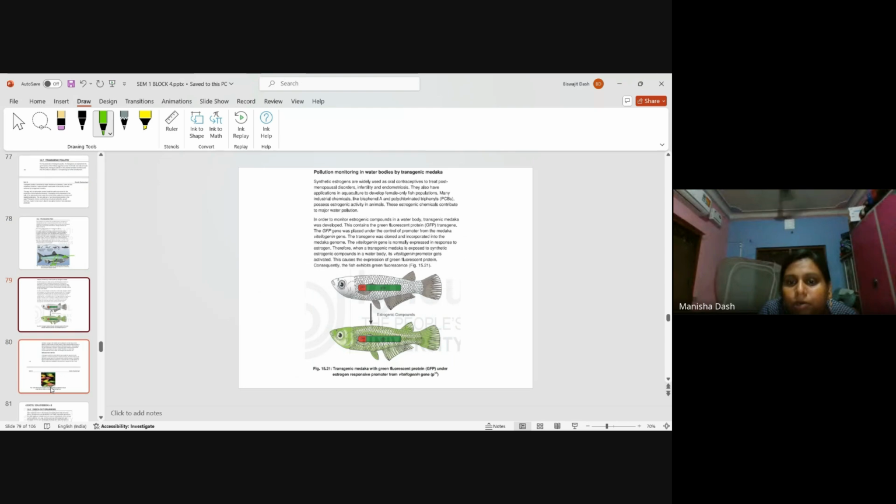Similarly, pollution indicator fishes can be designed, for pollution monitoring in water bodies by the transgenic medaka, which is a group of fish. You can introduce a particular gene of your interest, and they can be utilized as a pollutant indicator. Like we discussed in phytoremediation, they can also be used to monitor the pollution.